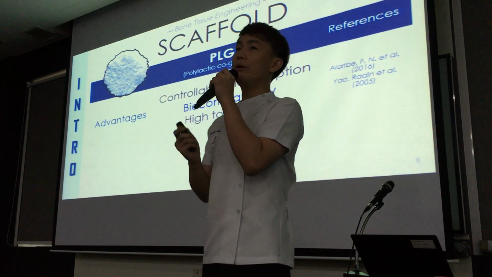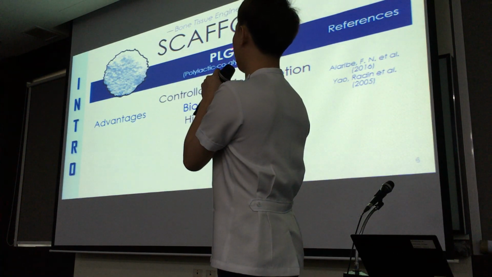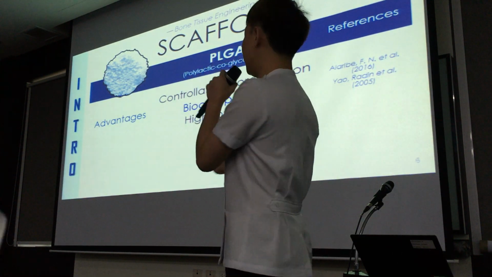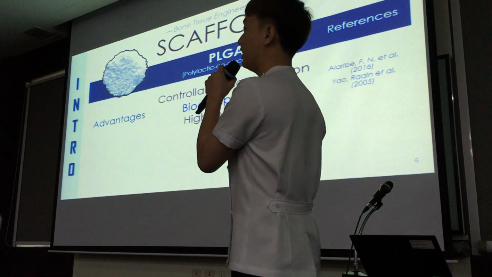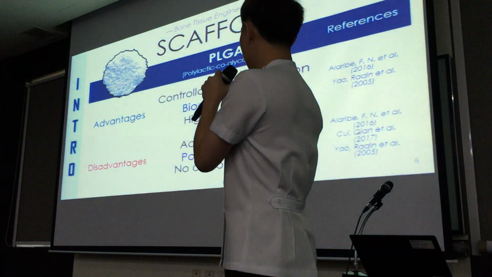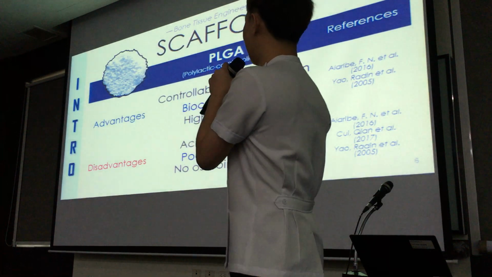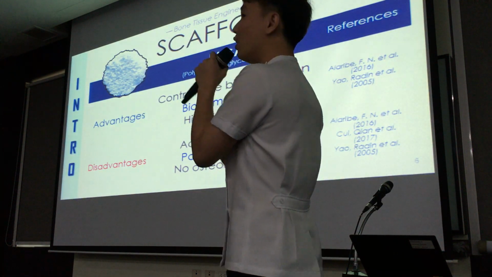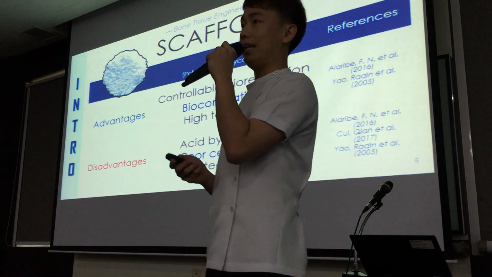The widespread, well-known material nowadays is polylactic-co-glycolic acid, or PLGA, which has advantages of controllable bioresorption, compatibility with human tissue, and high toughness, which make it good enough for bone tissue replacement. But being a copolymer of two acids, when it resorbs, the PLGA scaffold creates an acid byproduct. Moreover, it has poor cell affinity and no osteoinductive ability.